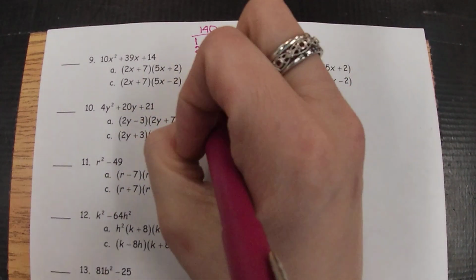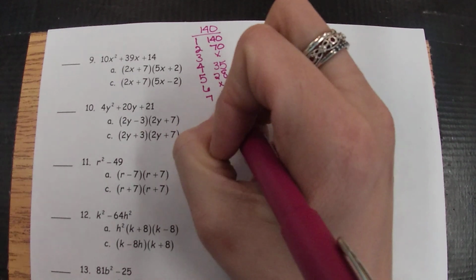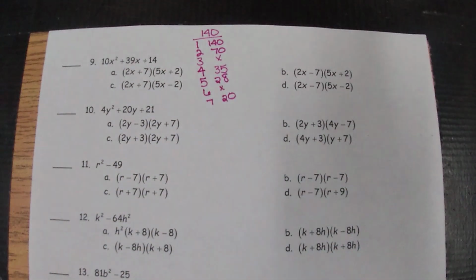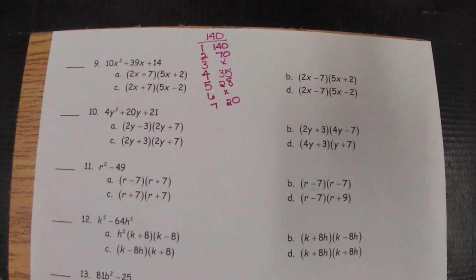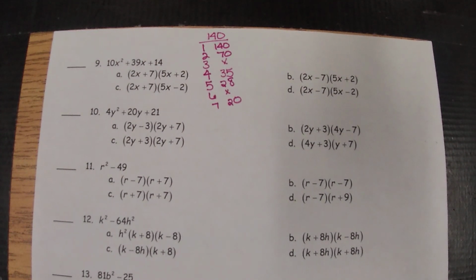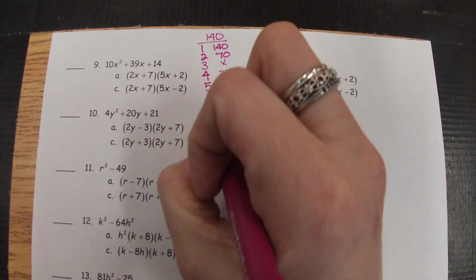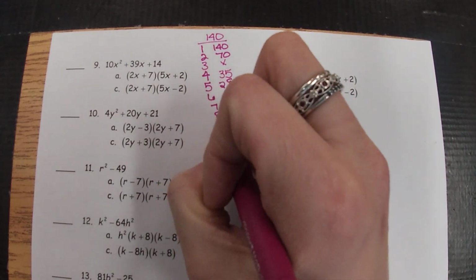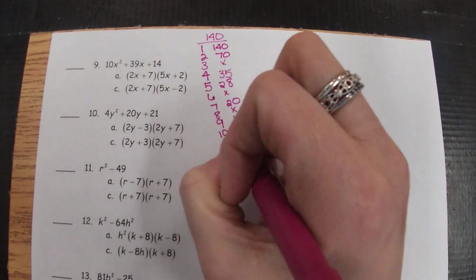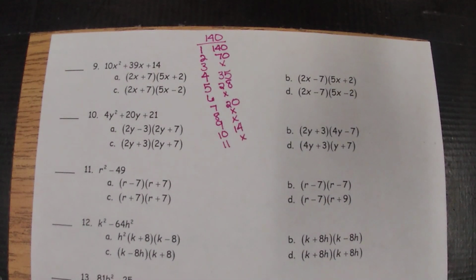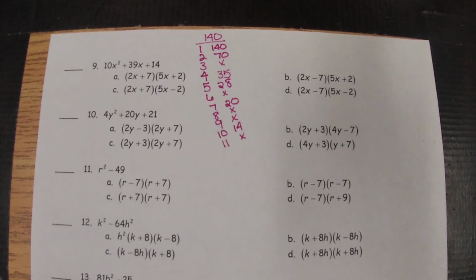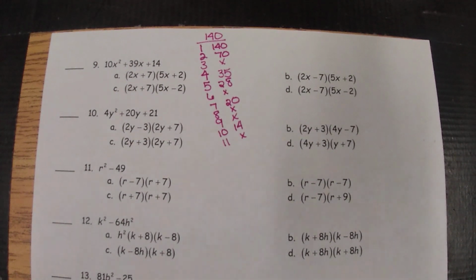So 6 is a no. 7 is 20. I'm just checking my sets just like you guys would. 8 doesn't work. 9 doesn't work. 10 and 14 works. 11 will not work. 12 doesn't work. 13 doesn't work. So we're done.